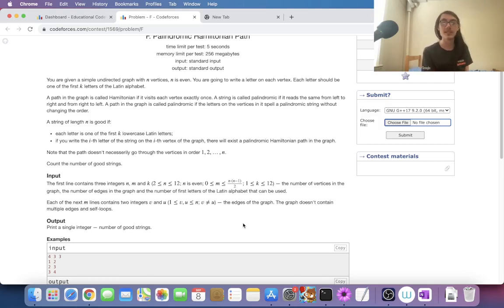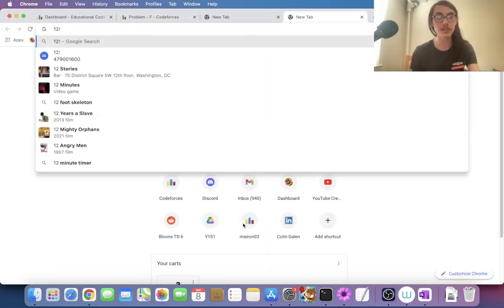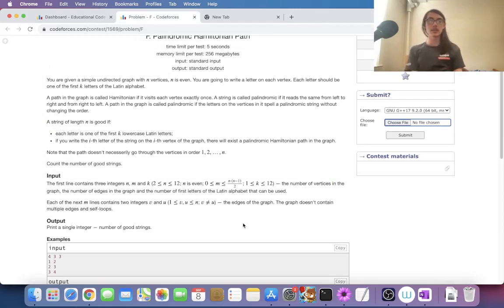Definitions, right. A string of length n is good if each letter is one of the first k lowercase Latin letters, and if you write the ith letter of the string on the ith vertex of the graph, there will exist a palindromic Hamiltonian path in the graph. So n! is too much? Note that the path doesn't necessarily go through in that order. Count the number of good strings.